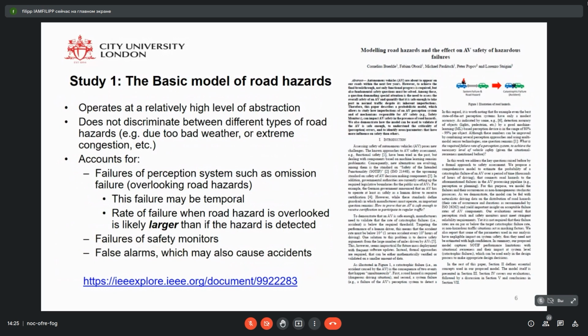So the basic model, I think this is more or less what I already said. What we take into account, failure perception system of two kinds, and then the failures of safety monitors and false alarms. The paper is published. If somebody is interested, please go and read it. You may find it interesting. If not, at least you'll see what we have done.